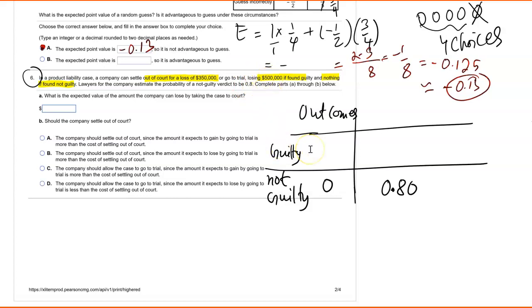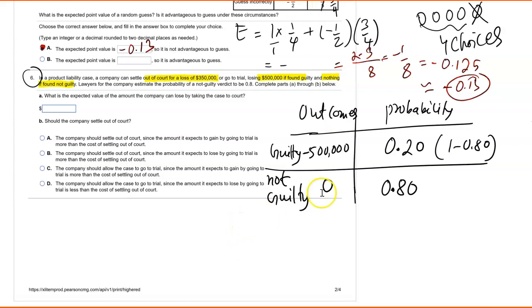If the company is found guilty, the company loses 500,000. Therefore, I'm going to put negative 500,000 here, because the company is losing the money, correct? Negative 500,000. And what's the chance of losing? I say probability, which is going to be 0.20. How do you find it? It's 1 minus 0.80. Remember that. Found not guilty is 0.80, found guilty is 0.20.